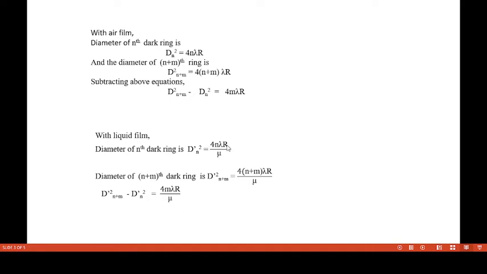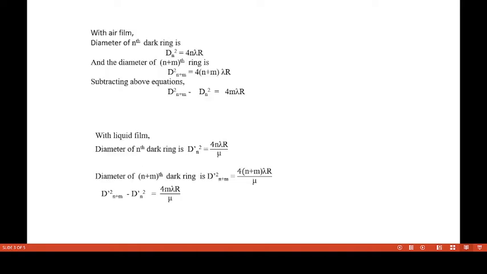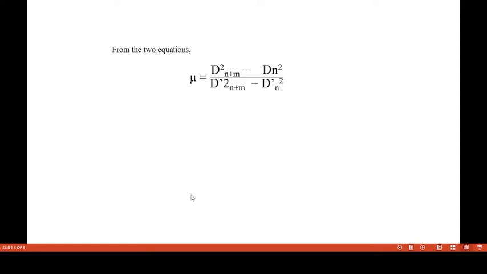Since this 4n lambda r upon mu term will get cancelled, the only remaining term will be 4m lambda r upon mu. From these two equations, we divide the air film case and the liquid film case. Dividing these two equations, we will get the value of refractive index as dn plus m square minus dn square upon dn plus m dash square minus dn dash square.